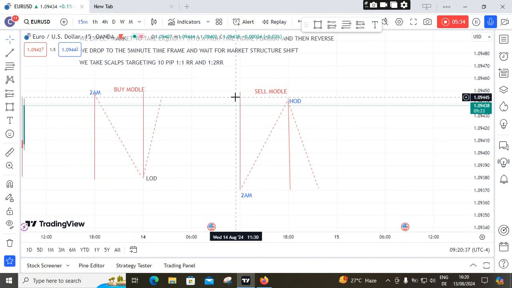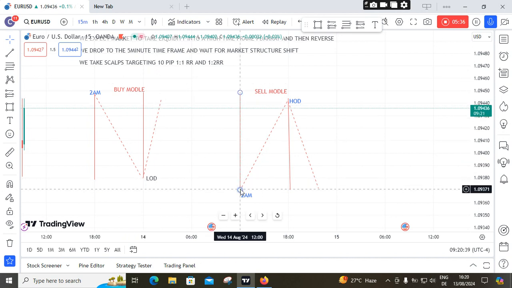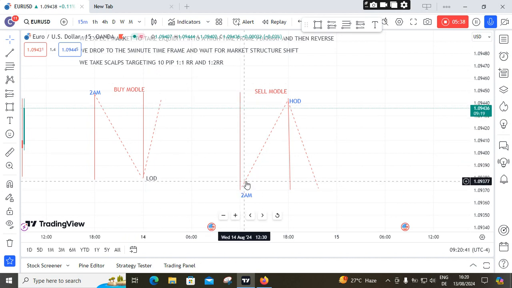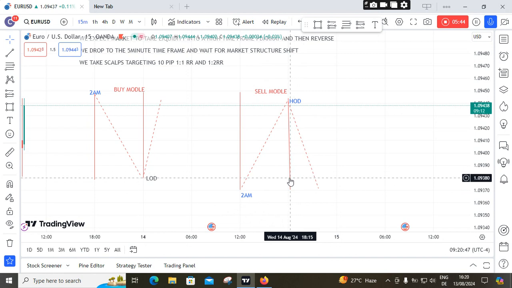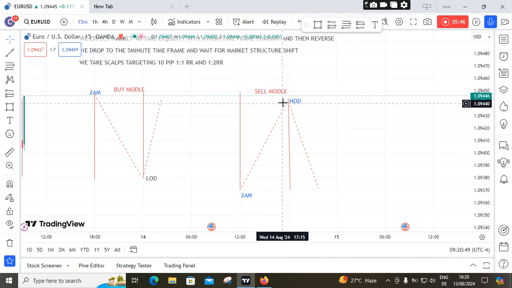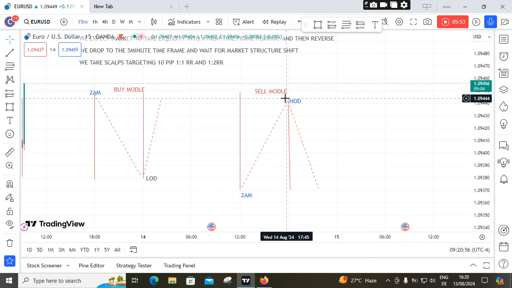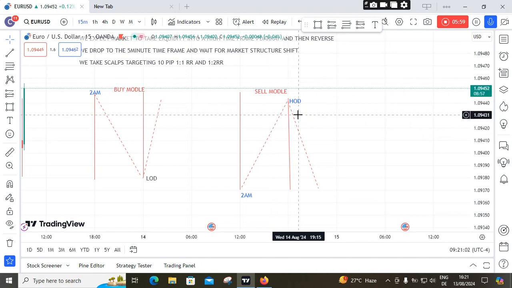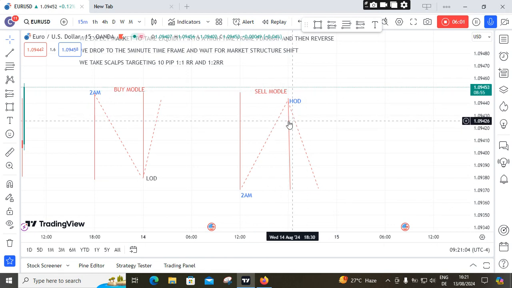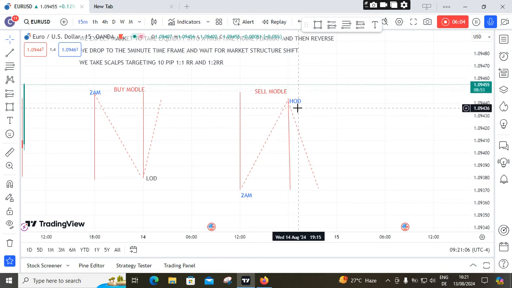So if it is a sell model, we mark at 2 a.m. and we start counting the 12 candles on the 15 minutes time frame. So when they are done and we clearly see a sweep of liquidity on a higher time frame, or we are in a higher time frame PDRA like the fair value gap or an order block, that is when we drop to the 5 minutes time frame to look for a change of character to the downside, and we wait for a retest.